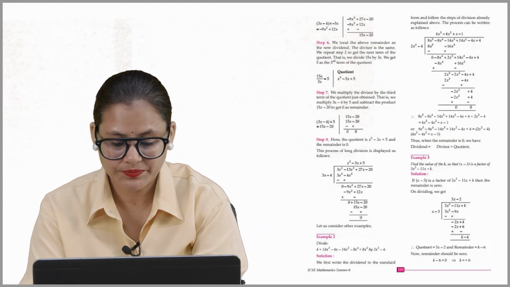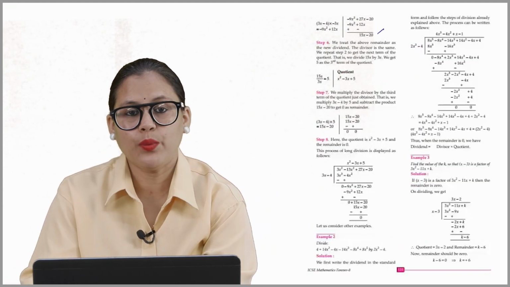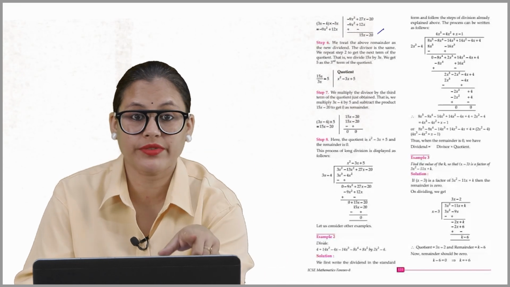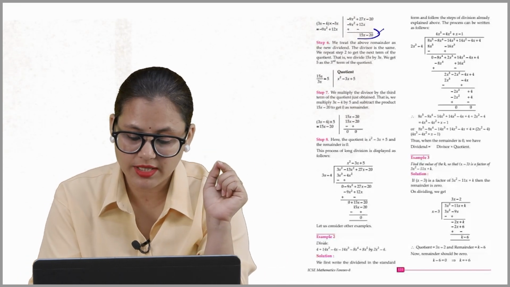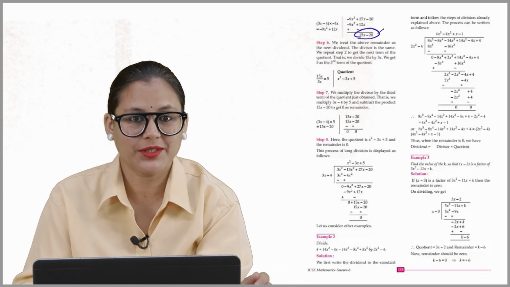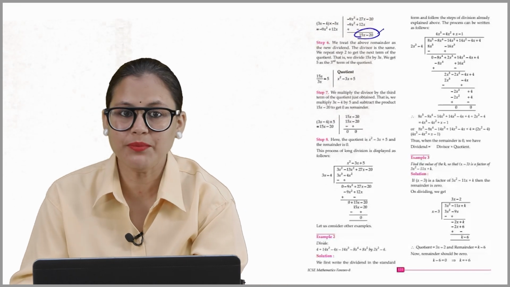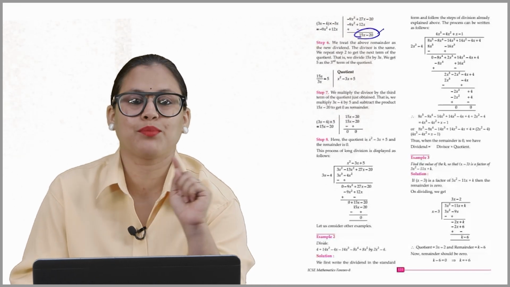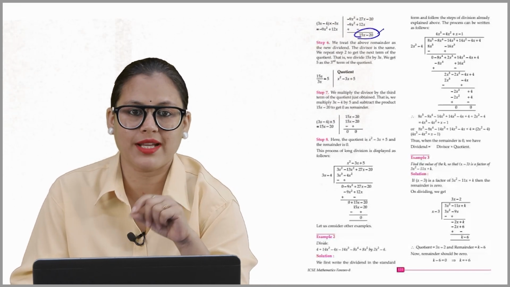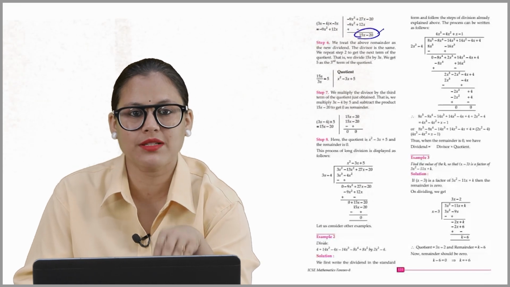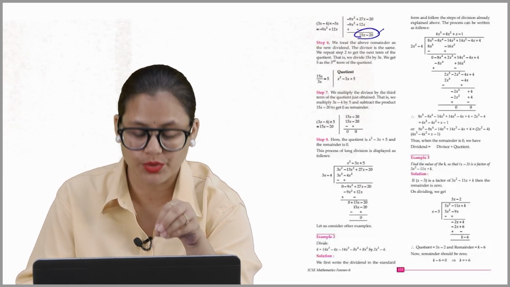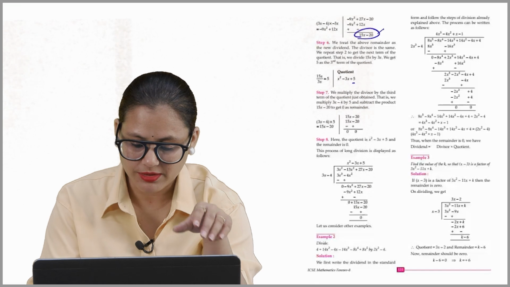As you can see here, step 6, we treat the above remainder as the new dividend. Now, this remainder has become the new dividend, and the divisor is the same. So, we repeat step 2 to get the next term of the quotient, that is, we divide 15x by 3x, we get 5 as the third term of the quotient. So, this is the third term.